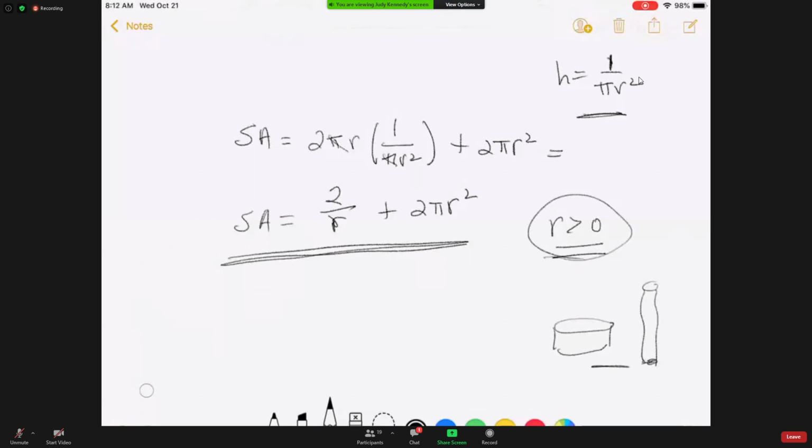But now we can use calculus to find the minimum, and find which r will give us the minimum. So I'm going to take the derivative. That 2 over r, I could write as 2r to the minus 1 and not have to use the quotient rule. So minus 2r to the minus 2 would be the derivative of 2r to the minus 1, and the derivative of 2 pi r squared would be 4 pi r.